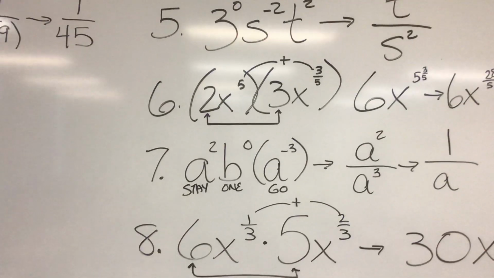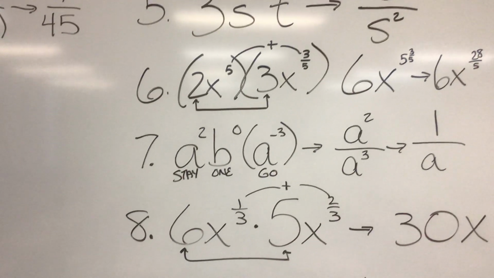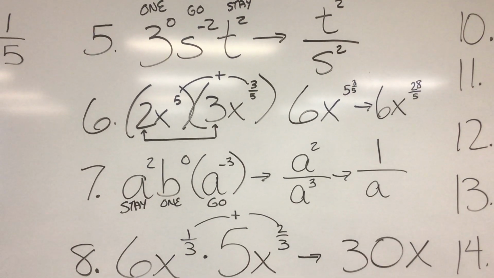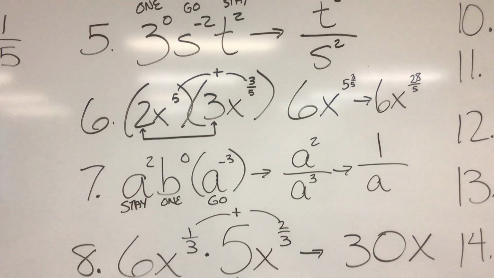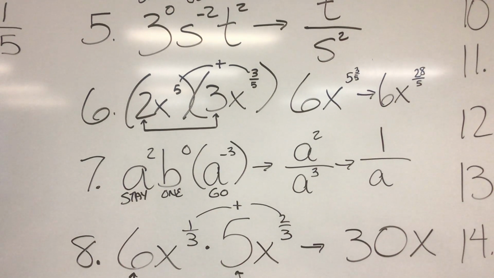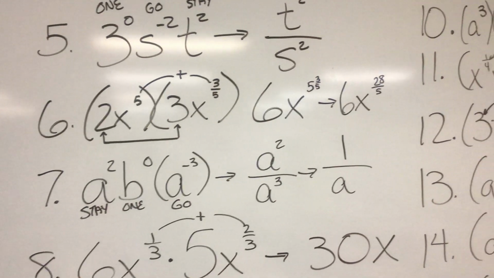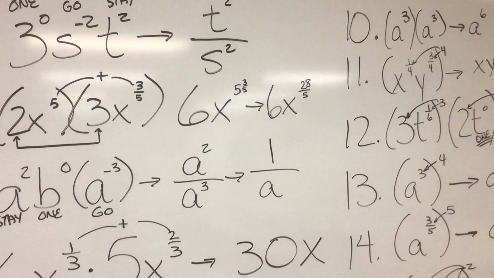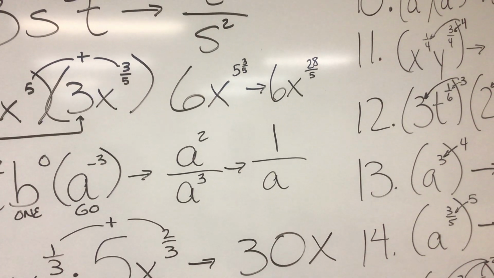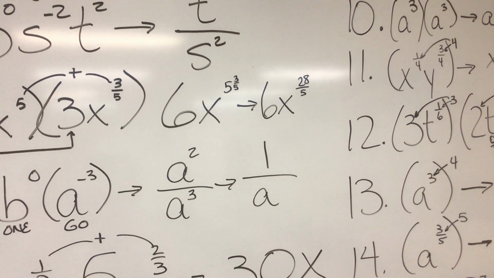Now we don't have any negatives, but we are multiplying. So 2 times 3, we can just multiply those as we normally would. 2 times 3 is 6. Now x to the 5th times x to the 3/5. I'm multiplying the same base, which means I add those exponents. So 5 plus 3/5 is 5 3/5. Then I can't leave a mixed number as an exponent. So I can change that. 5 times 5 is 25, plus 3 is 28. So it is 6x to the 28 over 5.